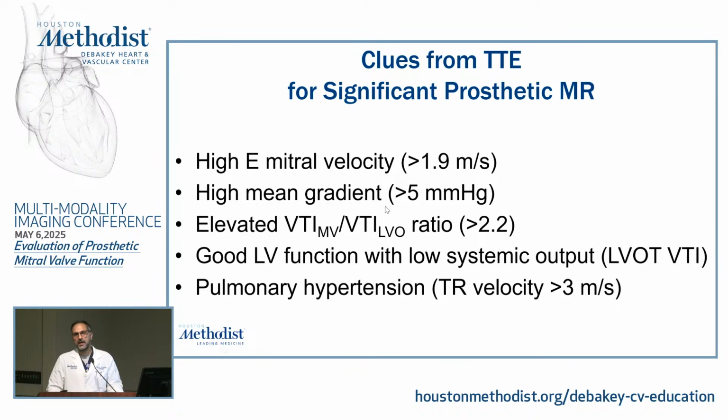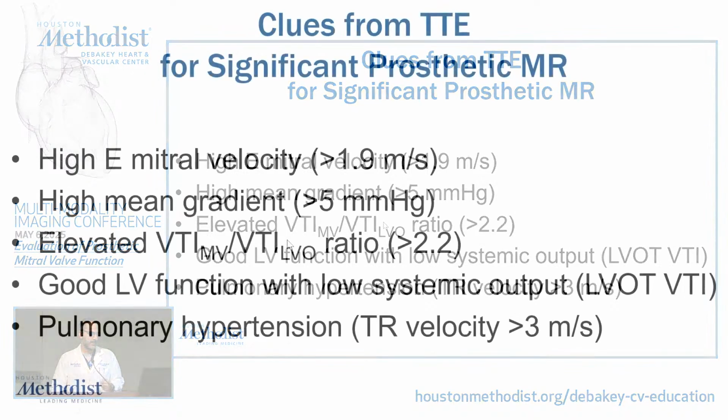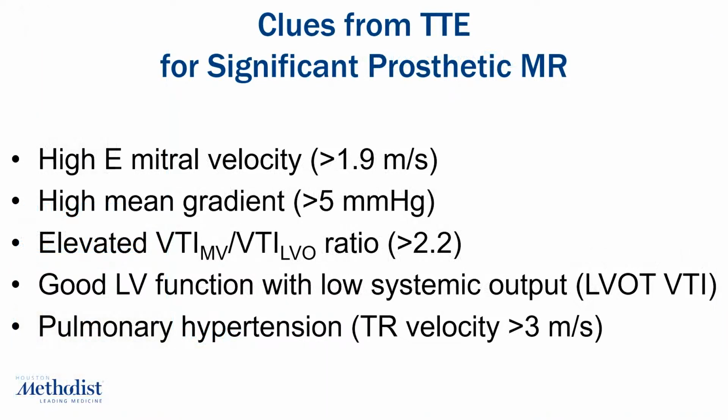The ratio of the TVI of the mitral over the LVOT, I'm going to talk briefly about that as well. Typically, whenever it is more than 2.2, you have to suspect regurgitation or stenosis. In stenosis, this ratio increases because the TVI of the mitral valve increases, but the LVOT TVI is still the same, right? But in regurgitation, the ratio increases mainly because the VTI of the LVOT drops, but also the VTI of the mitral increases slightly because of the regurgitation. So they both end up having a high ratio.